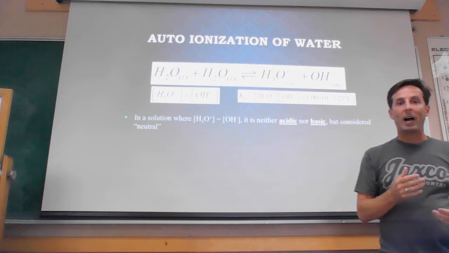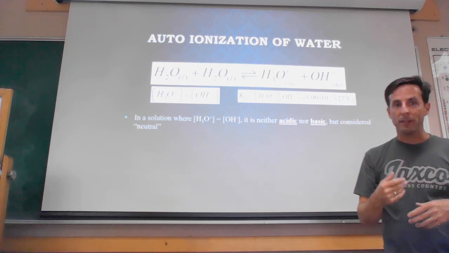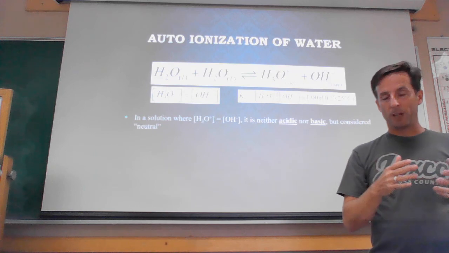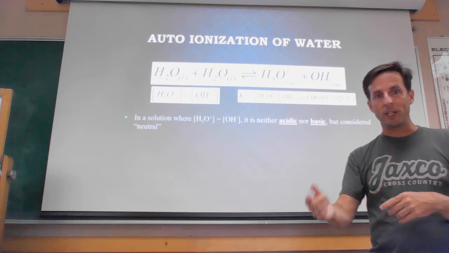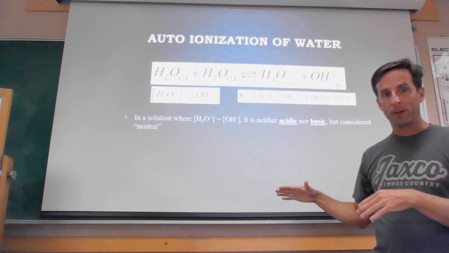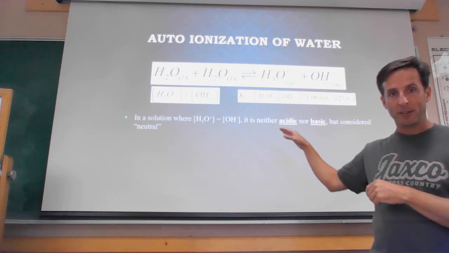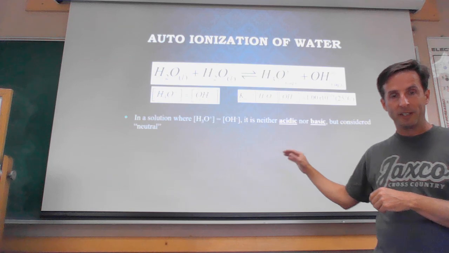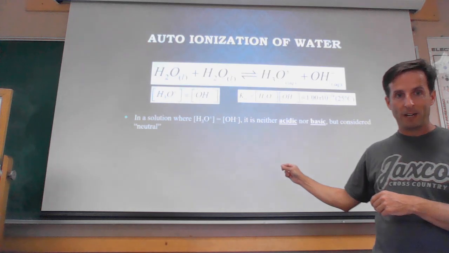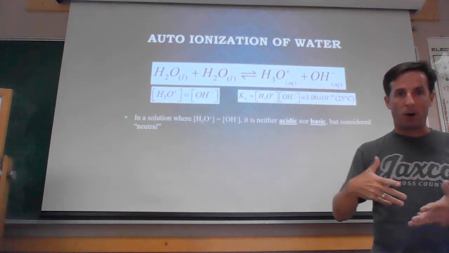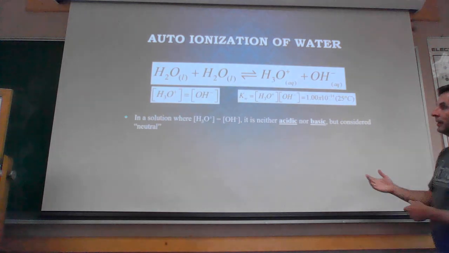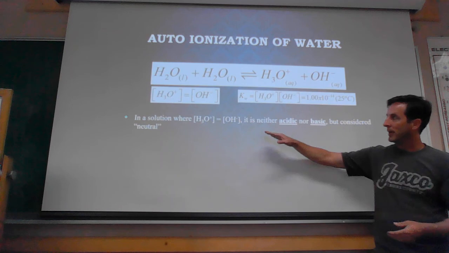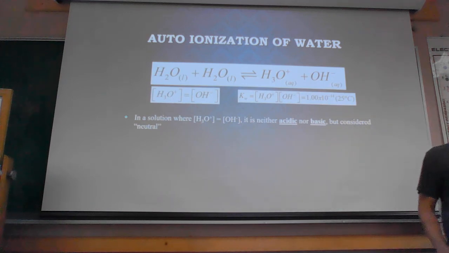Now, that will tie into pH, which we're going to do in a few minutes. But the pH is going to be the negative log of the hydrogen concentration. In neutral water, the hydrogen concentration is 1 times 10 to the minus 7. If I do the negative log of that value, the pH of pure water is 7. So, pure water, they're equal. It's a neutral solution.